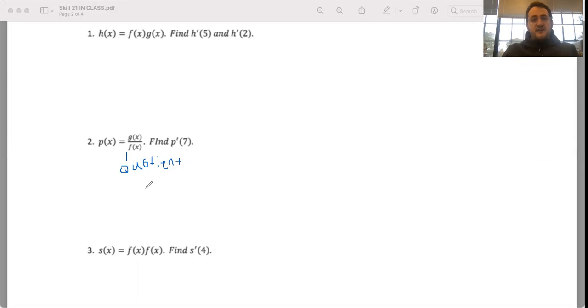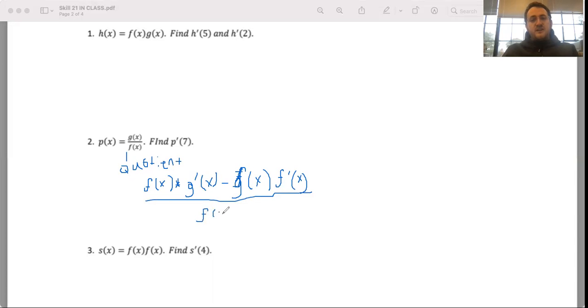So I would write this as f of x. Notice that our low and our high are switched. So this is our low, and then our d high would just be g prime of x, minus high. High is actually going to be g of x, d low, so that's just going to be f prime of x, over low squared. So that's just going to be f of x squared. And once you have that general formula, you can just plug in.